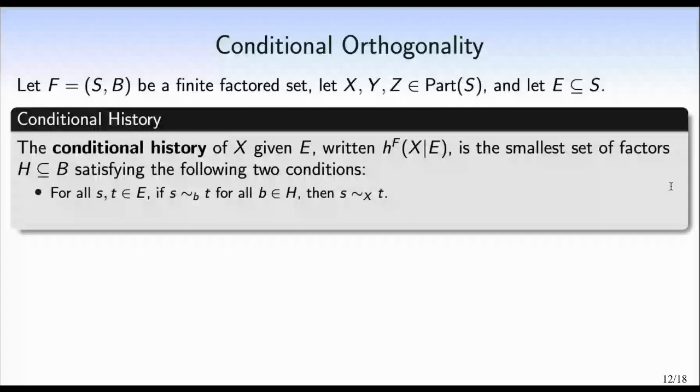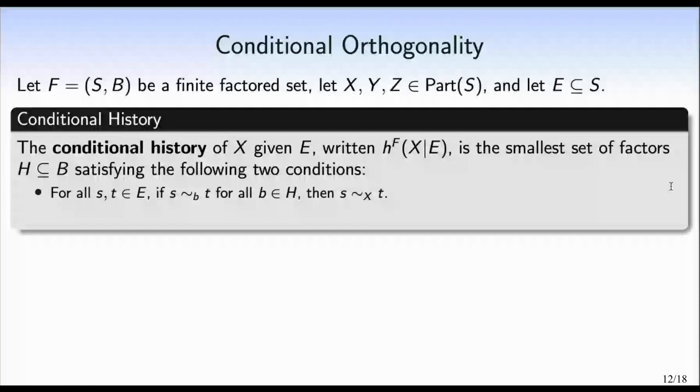Okay, so we're going to start with the definition of conditional history. So we're going to take E, which is going to be a subset of S. We again have a finite factored set as our context. We take E, which is going to be a subset of S, and we define the conditional history of X given E to be the smallest set of factors satisfying the following two conditions.